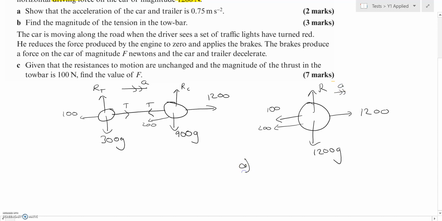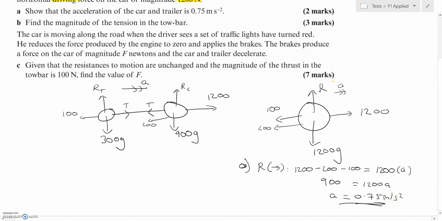So in part A, just do it over here underneath this diagram, let's find the resultant to the right, and that's going to be 1200 newtons minus 200 newtons minus 100 newtons, and that's our net force going to the right. 1200 going forwards and 100 and 200 going backwards, so we subtract them, and that's equal to mass, the whole mass is 1200, times the acceleration. So that gives us 900 equals 1200 A, and so A comes out as 0.75 meters per second squared. So we've shown what we needed to show.